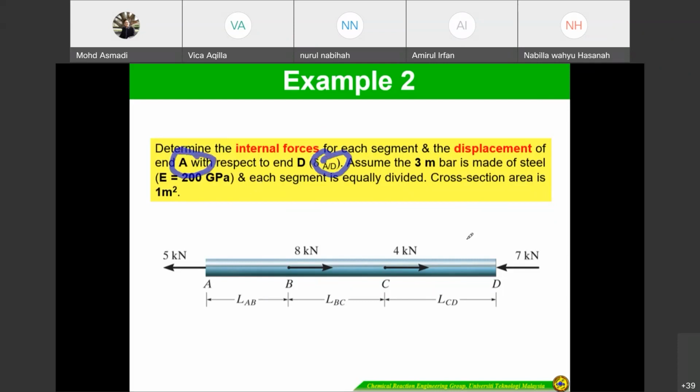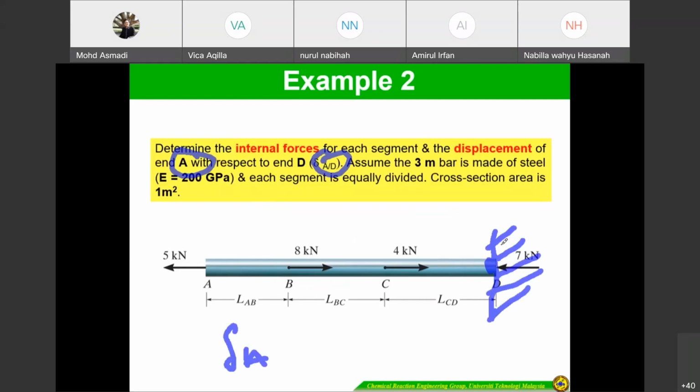Okay. So one is we have to set it as a fixed point. This is just to indicate relative displacement. For example, if we have a fixed support here, use fixed support, right? Fixed support, it's at the wall. So we can use delta A.